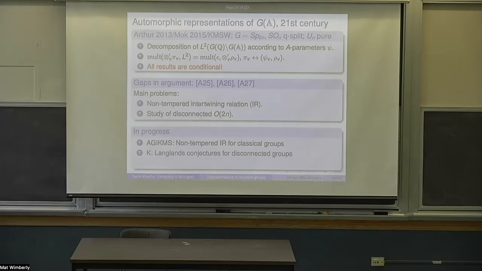Another is a preprint of mine, which is already available, which formulates the Langlands conjectures, at least in the local case, for disconnected groups. In particular, in this case, this is just formulating conjectures. But then there is ongoing work of myself and Paul Mezo, where we prove these conjectures for real disconnected groups, including the real group O2N.